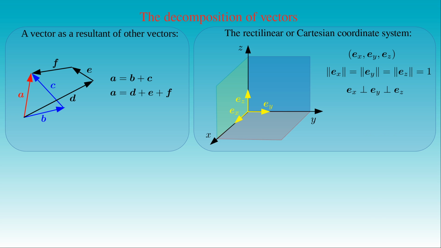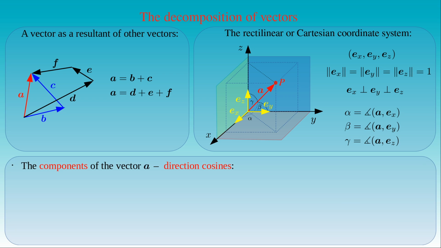Now, if we consider the vector a with the tail at the origin and the head at the point P, we can determine the angle alpha between the vector a and the basis vector ex. Similarly, we can specify the angle beta between the vector a and the basis vector ey, and the angle gamma between the vector a and the basis vector ez. We can also project the distance of point P, or the length of the vector a, onto the coordinate planes and axes. These projected distances can be calculated from the length of the vector a and the angles defined here. And they are called the components of the vector in the Cartesian coordinate system.